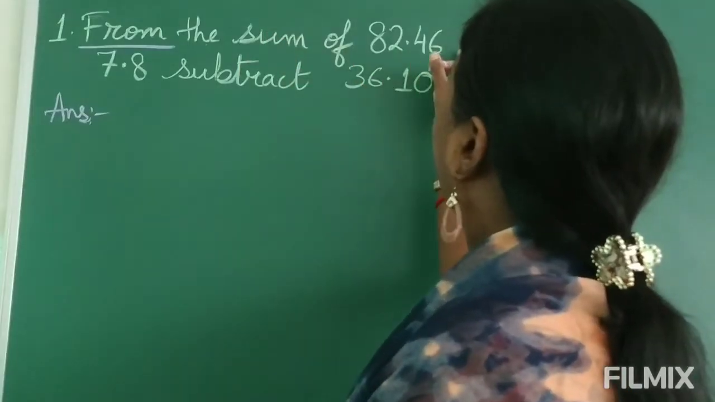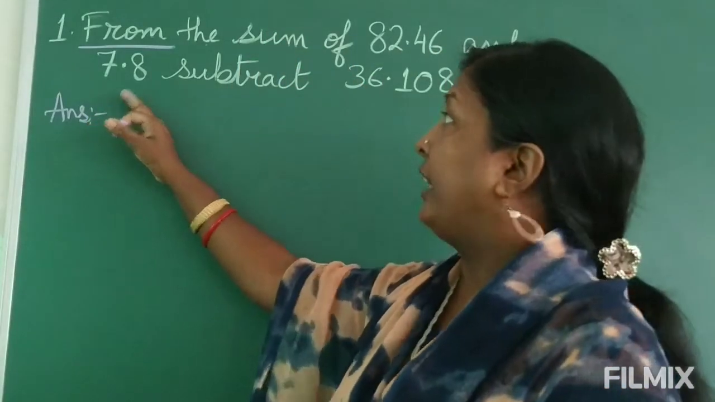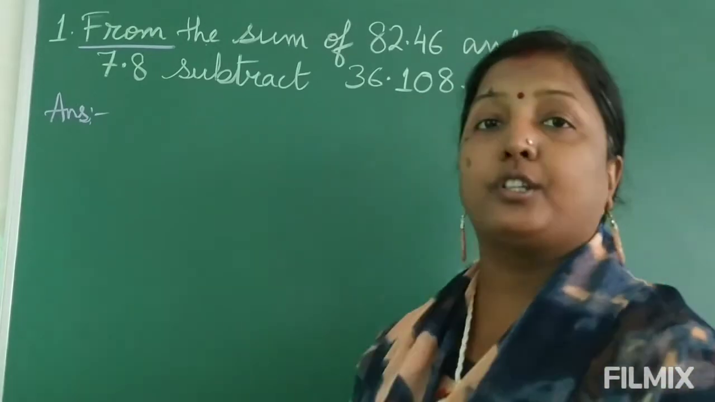Welcome back. Today we will be learning how to understand statement problems and find out if we have to add or subtract. Addition and subtraction you learned in the previous video. So today this video will be all about understanding statement problems with addition and subtraction of decimal numbers. So let's get started. The sum of 82.46 and 7.8, subtract 36.108.